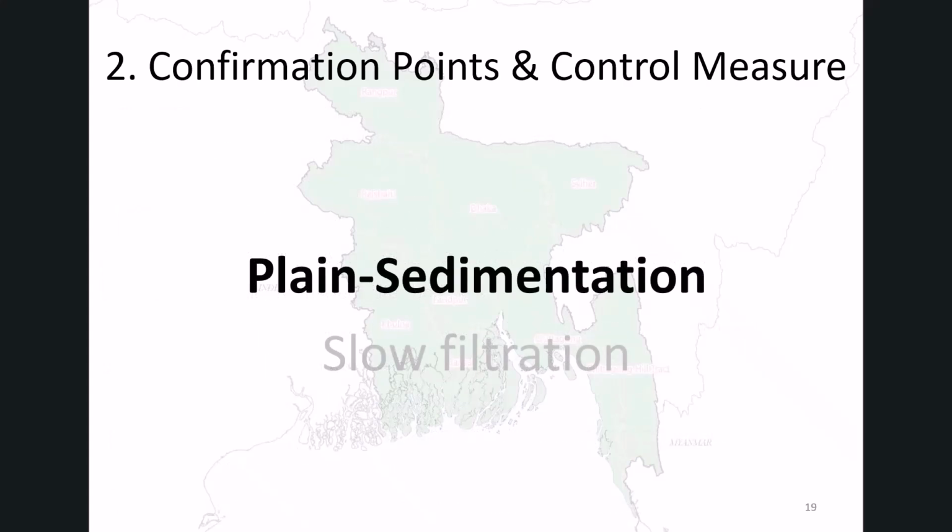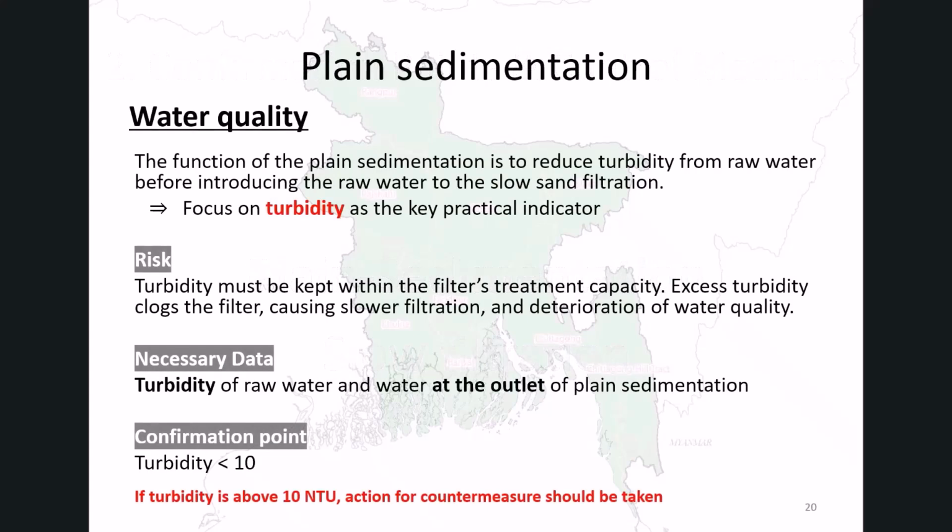Okay, now we will look at the plain sedimentation part for the confirmation points and control measures. The function of plain sedimentation is clearly stated as reducing turbidity before water enters the slow sand filter. Turbidity is highlighted as the key practical indicator because the filter can only treat water within a limited turbidity range. When turbidity is too high, the filter surface clogs quickly, filtration slows down, and water quality deteriorates.